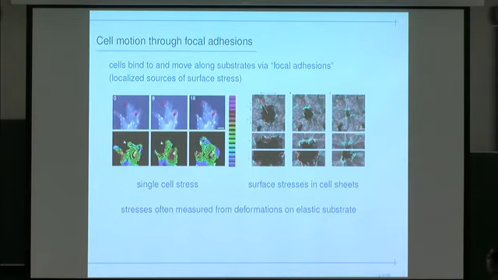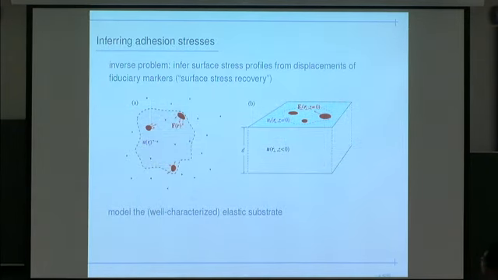Well, one way is to put in fiduciary markers, right? Little gold particles or some dust or something into the substrate, into this gel. Here's a cell, outline of a cell. Here are the focal adhesions, pulling it, walking, right? And so it'll distort the gel underneath, and then you can measure the distortions of these little fiduciary markers. That's a displacement field, if you will, of the substrate.